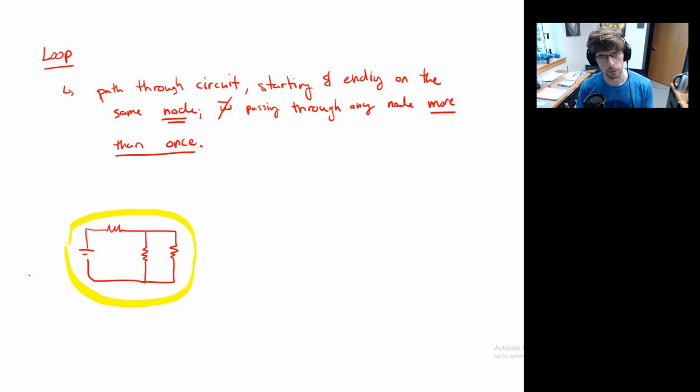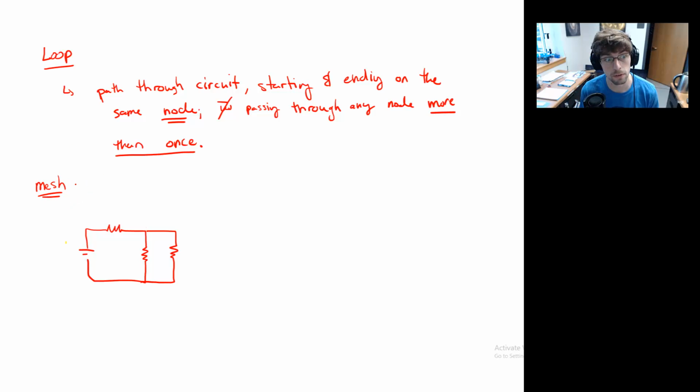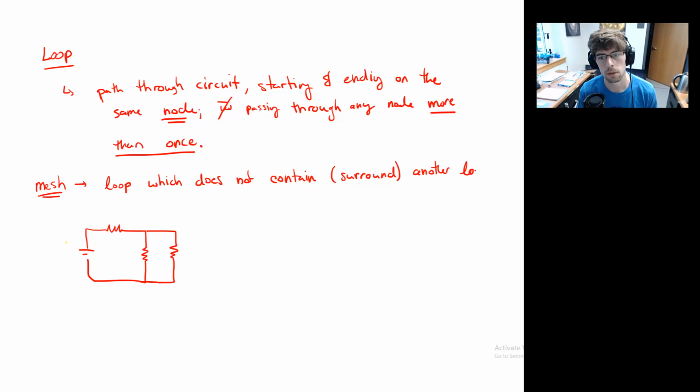So just like nodes, where we have the node and then the essential node, or branches and essential branches, there are very special types of loops, which are usually referred to as a mesh. So this is a very special type of loop, and I'll say it is a loop which does not contain, and I'll put contain, maybe in parentheses, I'll put surround, another loop. Or if you want a different way to think about this, I'll say smallest, and notice I put it in quotes, smallest possible loop.